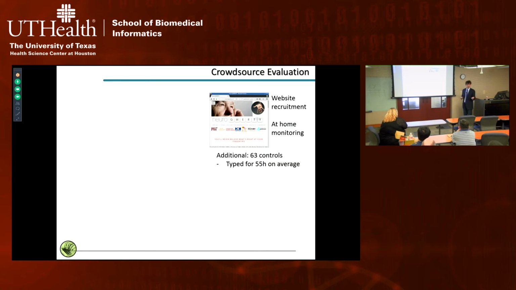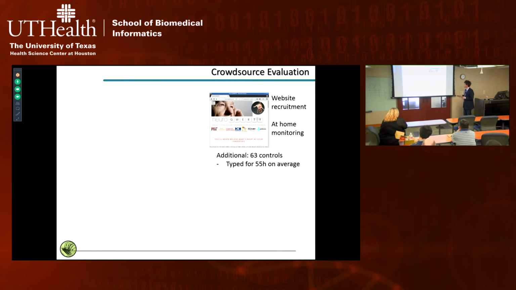So this is the data we have: 63 controls in this uncontrolled study, and each one of them typed on average for 55 hours. The challenge here is that the task is very, very different, because here they could do whatever they want. Instead, in the clinics, we knew that they were typing a text. The text was different for each one of us to avoid any learning effect, but still, we knew that more or less it was a continuous typing effect.